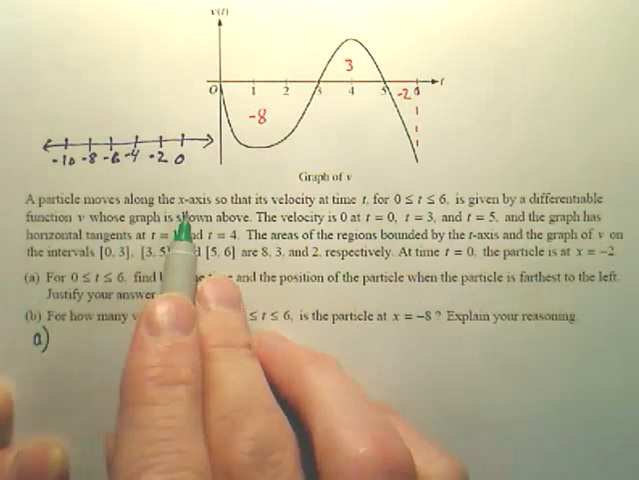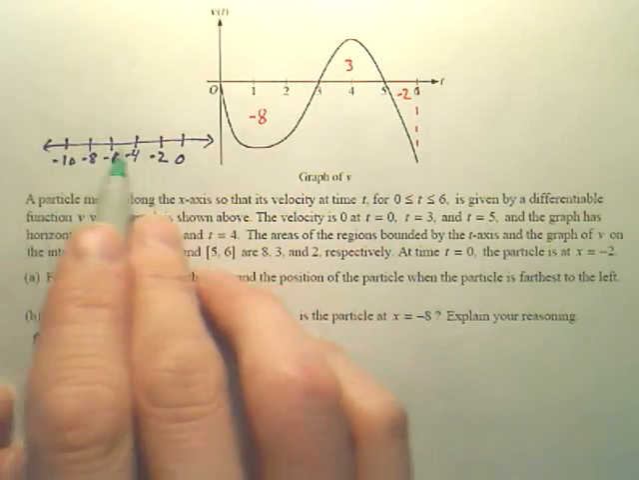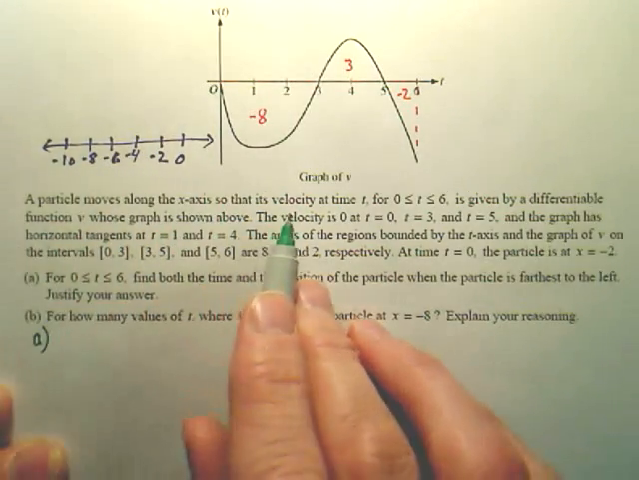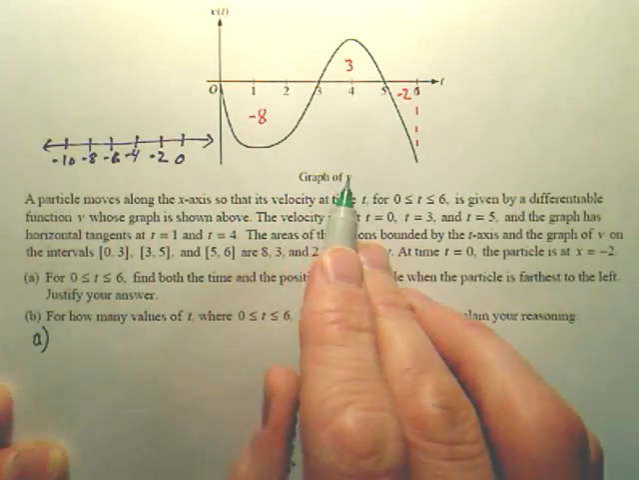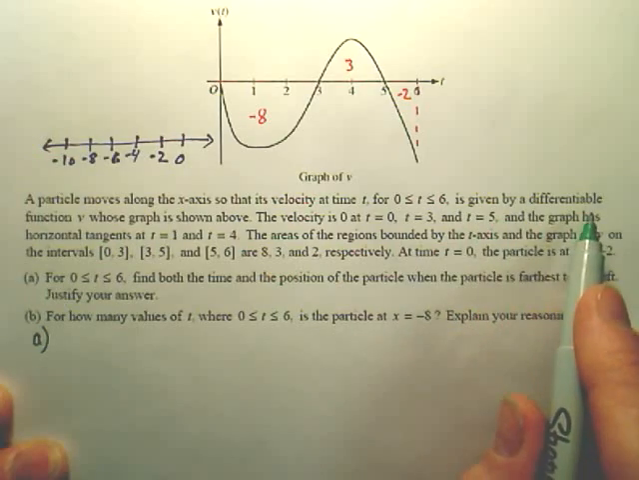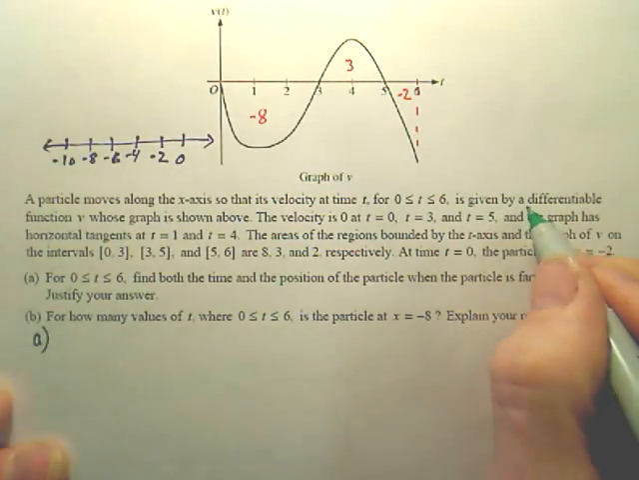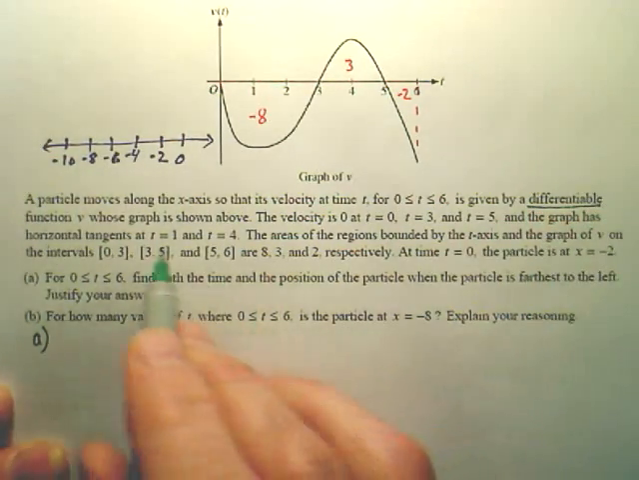You have a particle, it moves along the x-axis. Here's your x-axis, the particle moving back and forth. This is the graph of your velocities. It's differentiable, so v is differentiable, which means it's continuous.